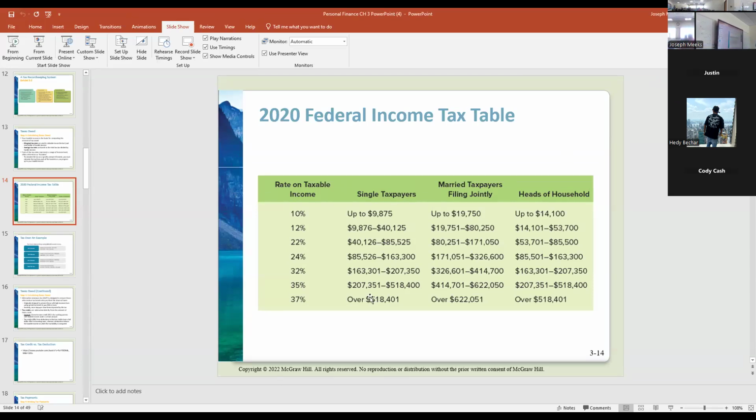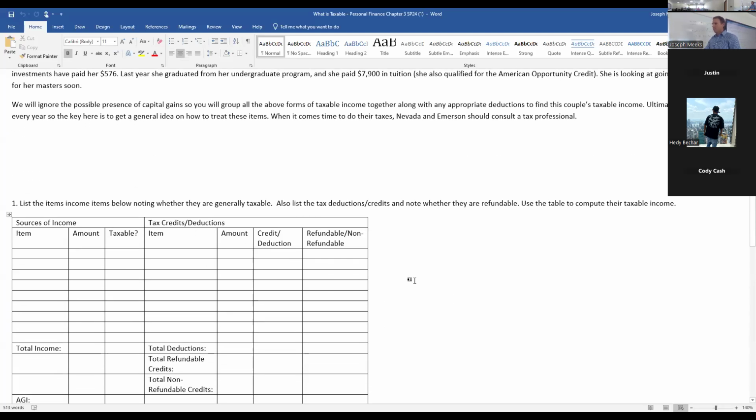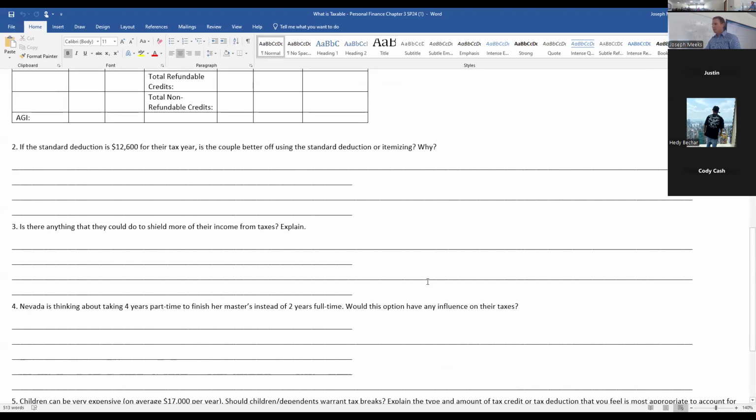We already did the table on the first page. For those online, if you want to continue working on this worksheet, it's the what is taxable worksheet. I'm pulling it up on the share right now. We've already gone through this tax credit versus tax deduction table, so we'll just look at the rest of the questions. Do you still have your answers from them?